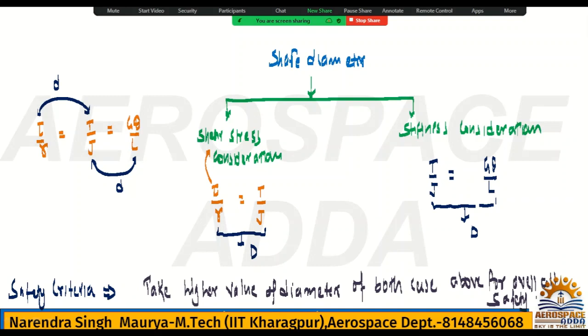Sometimes a question will be asked: what is the safe diameter for the shaft? They will give all the values. You need to calculate the diameter with the help of both formulas and take the higher diameter, and that will be the safe diameter. Suppose one diameter you got is 20 mm and another is 15 mm, so you need to take 20 as the safe diameter, because if you take 15, there is a chance of failure. That's the meaning of it. All right, fine.